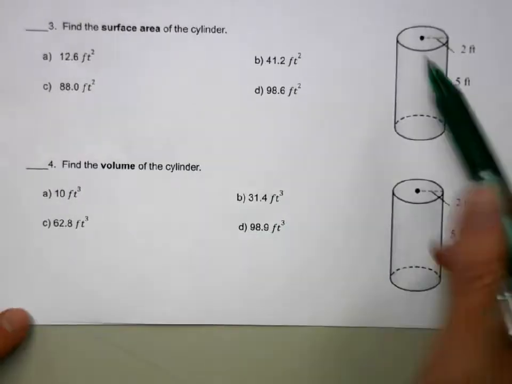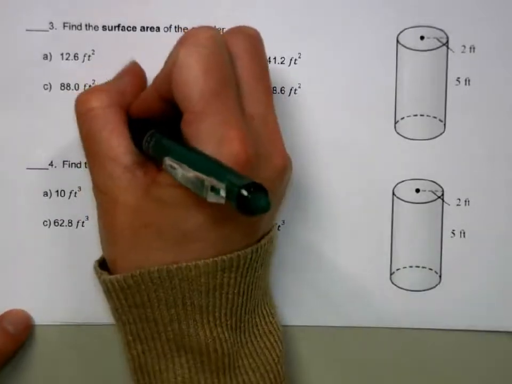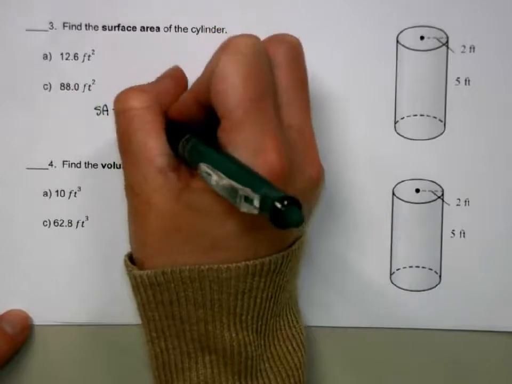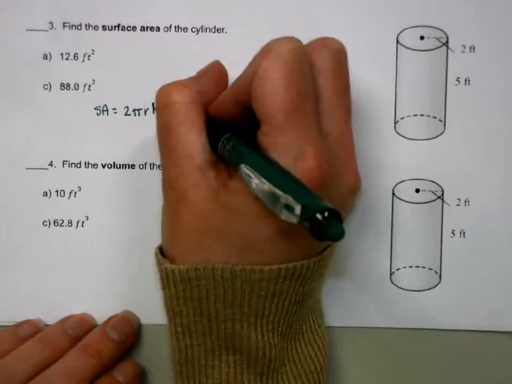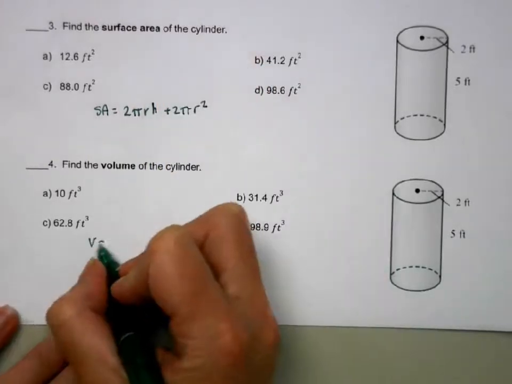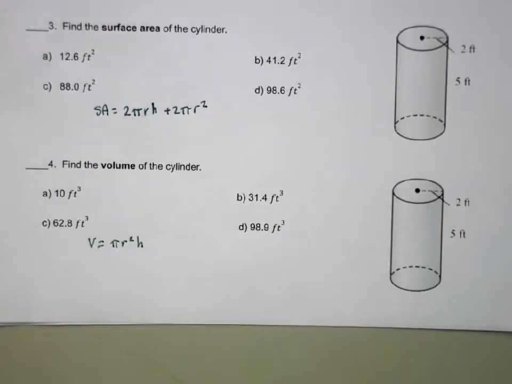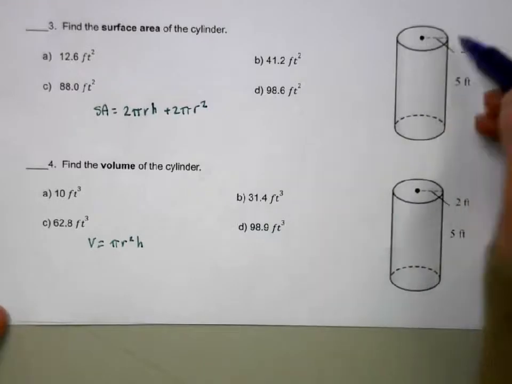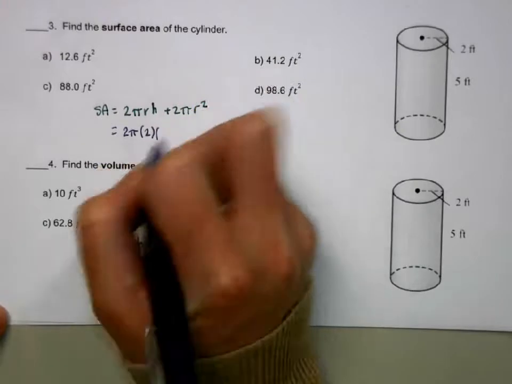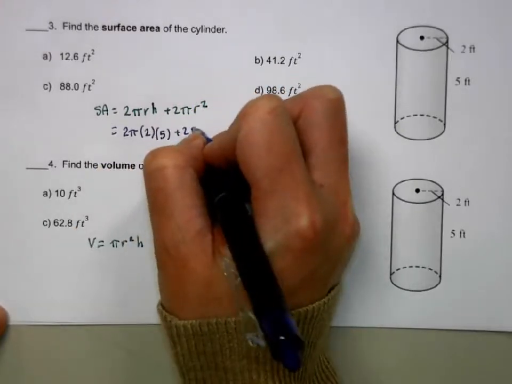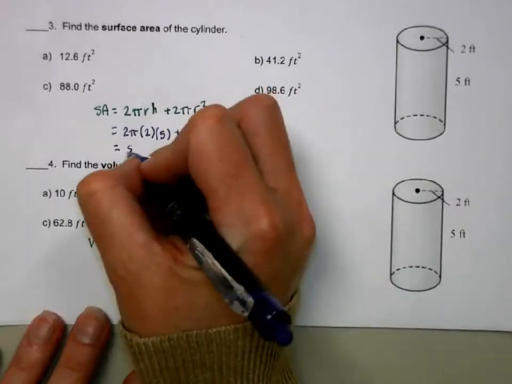Next up, we have a cylinder, and again, we're going to be finding both the surface area and the volume. So surface area formula is 2 pi r h plus 2 pi r squared. The volume formula is pi r squared h. Okay, so obviously the radius is 2, the height is 5. Cylinders are easy to deal with. Okay, when you do this, you get 88.0.